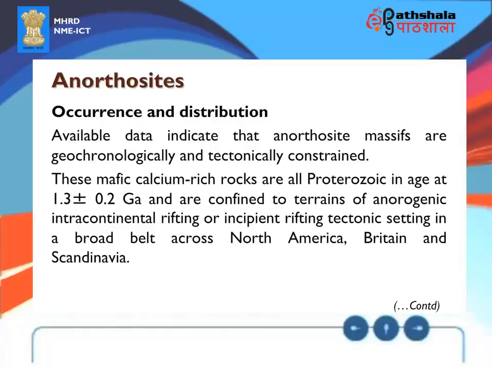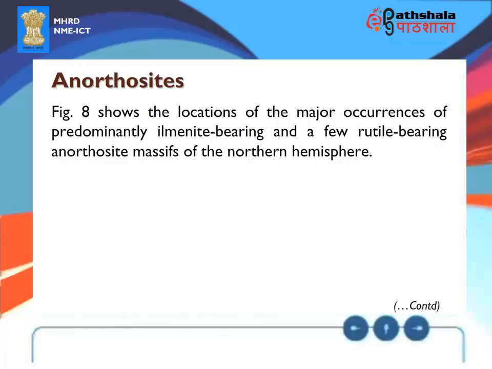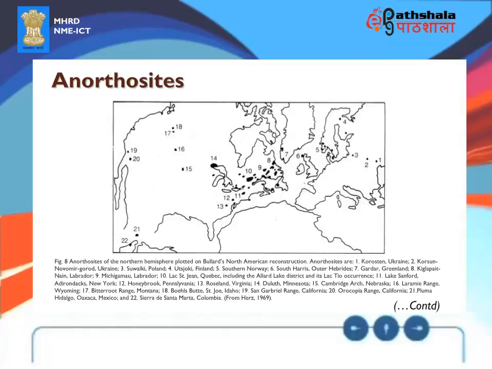Occurrence and distribution. Available data indicate that anorthosite massifs are geochronologically and tectonically constrained. These calcium-rich rocks are all Proterozoic in age, at 1.3 plus or minus 0.2 billion years, and are confined to terrains of anorogenic intracontinental rifting or incipient rifting tectonic setting in a broad belt across North America, Britain and Scandinavia. Figure 8 shows the locations of the major occurrences of predominantly ilmenite-bearing and a few rutile-bearing anorthosite massifs of the northern hemisphere.